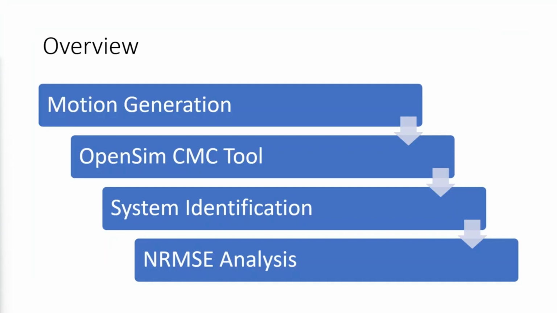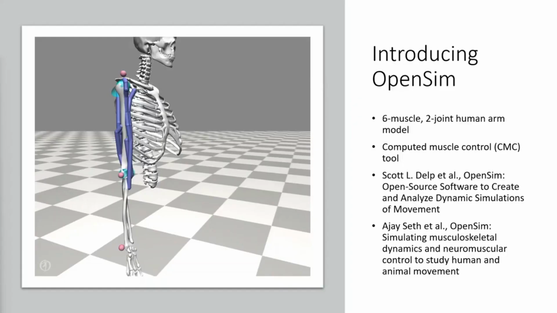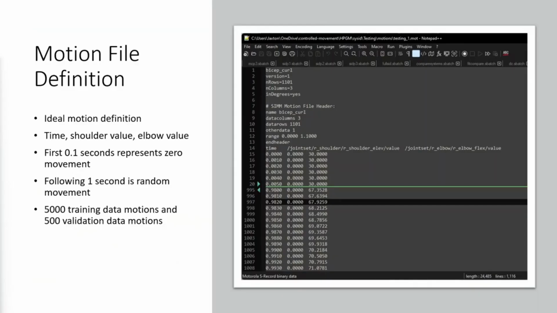As an overview of the methodology, we start by generating motions. Then we use the OpenSim CMC tool to get muscle activations. We perform system identification and then we analyze the NRMSE values. For our arm model, we are using a computational 6-muscle 2-joint human arm model created in the OpenSim software. OpenSim, created by Scott Delp et al., is a wonderful software that users can use to develop models of musculoskeletal structures and create dynamic simulations of movement. OpenSim provides a computational muscle control, or CMC, tool that takes a defined motion and generates the needed muscle activations to achieve it.